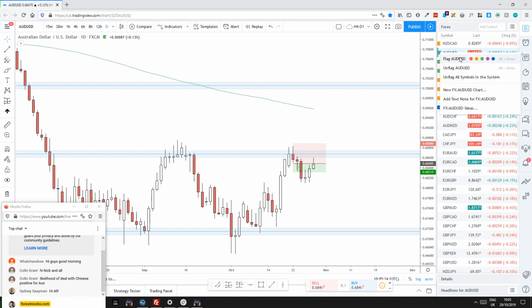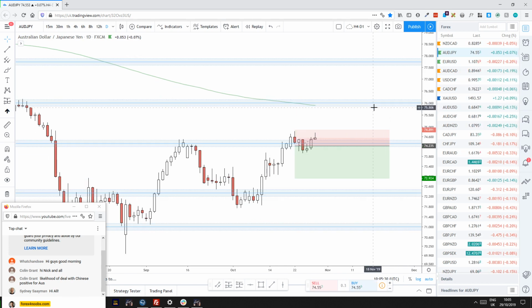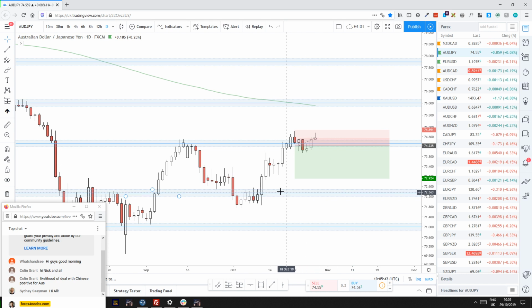AUDUSD, take this one off the list because it's closed. Another trade from last week, AUDJPY. This one's obviously not going too well, but I wasn't in this one, so I didn't close it out. I skipped this one in favor of the AUDUSD trade, but obviously this one should have been closed out also when it became clear that it wasn't going to move down.